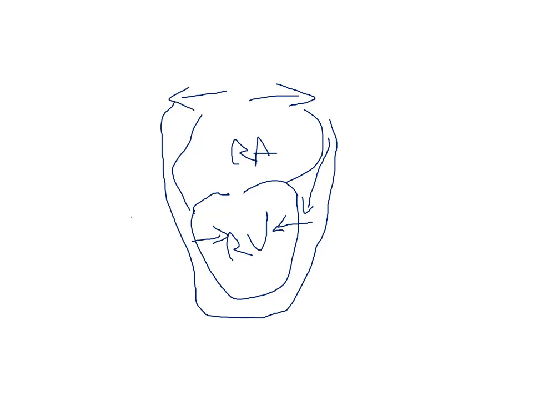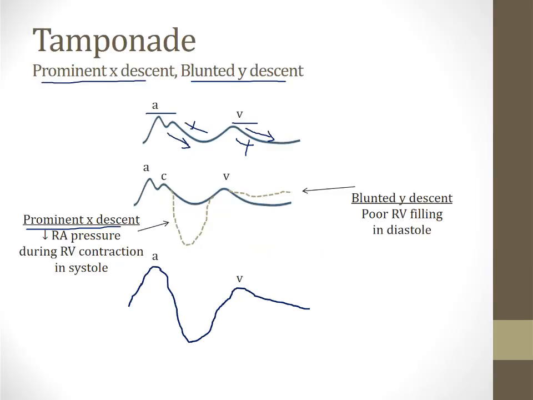So instead of getting a normal gentle fall in pressure like you would see in the right atrium for a normal X descent, you get a much deeper and more prominent X descent in patients with tamponade. And I've summarized these points here. There's a deep fall in RA pressure during right ventricular contraction in systole. Remember, systole occurs between the C wave and the V wave. That's when the right ventricle is contracting, and you get a very deep and prominent X descent in patients with tamponade.